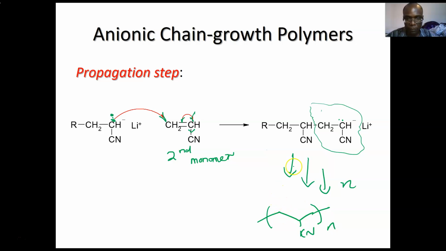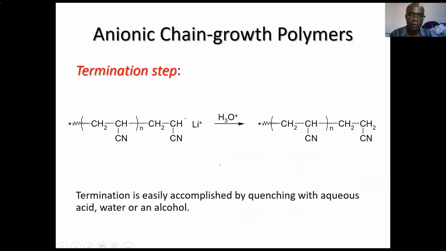Okay, remember this CH2 is this CH2 right here. This CH is this CH right here. The monomer is repeated n times. So that would be the polymer made by anionic chain growth.